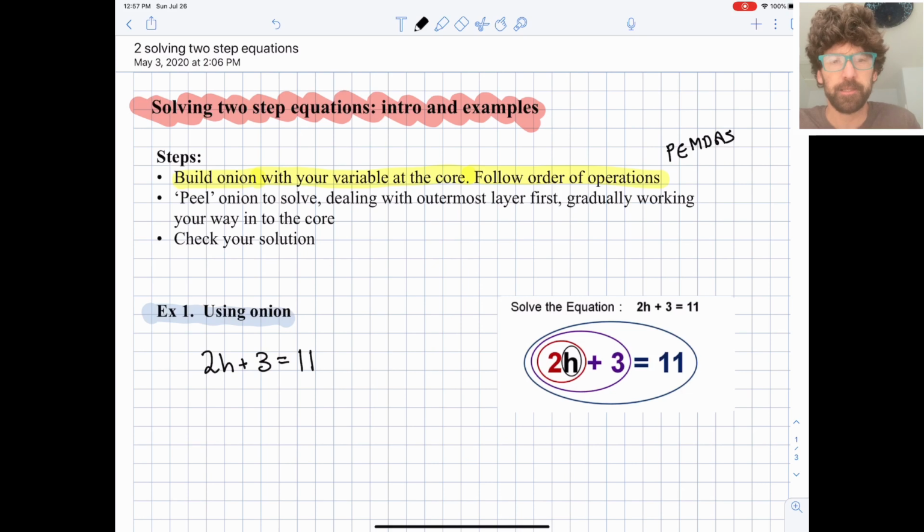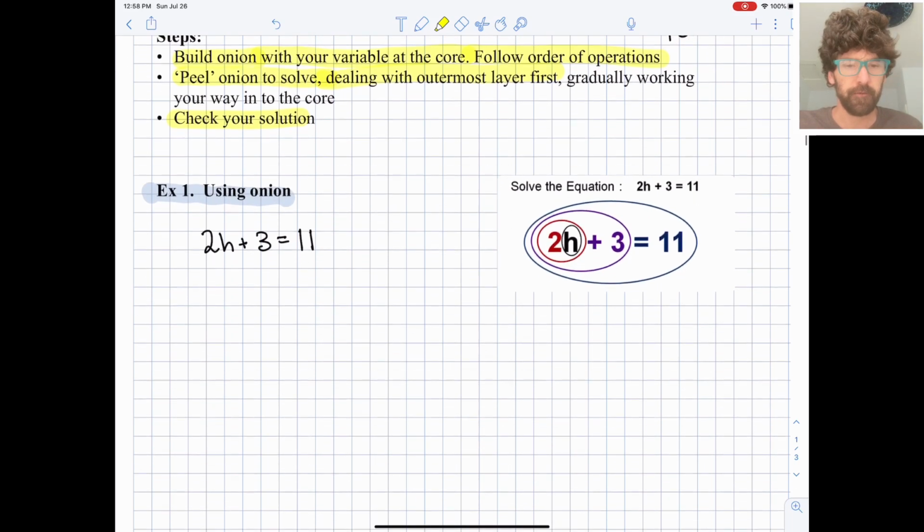Then to solve the equation, you will peel the onion, and the outermost layer is what you will deal with first in working towards isolating your variable. And then, of course, just like always, we want to check our solution. So let's get started on this first one right here.